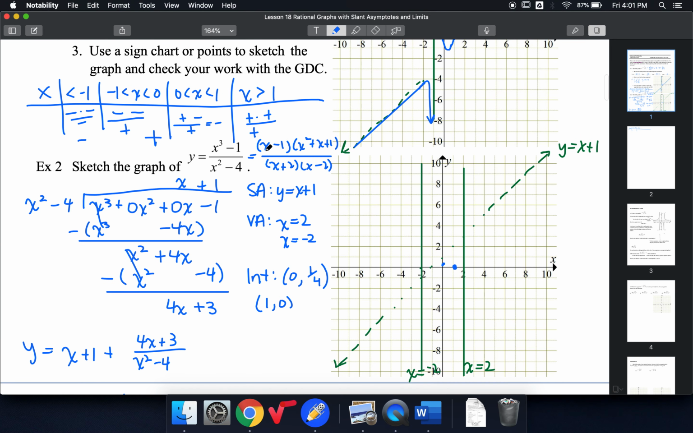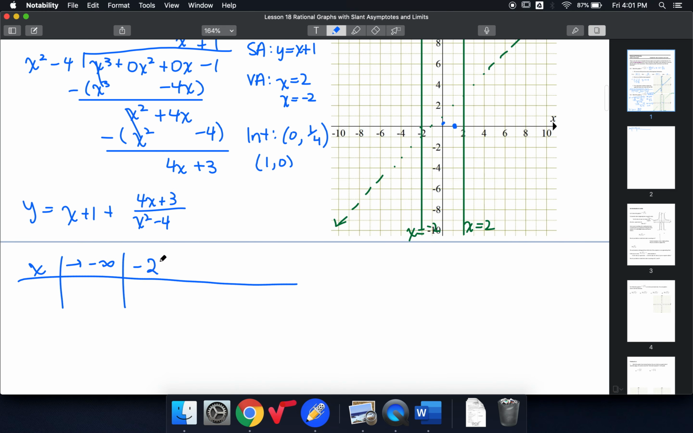Before, I didn't actually specify that in my sign chart. So I'm going to specify it here, and I'm going to say negative 2, and I'm going to put a negative there to show I'm coming from the negative side. I care about values in the middle here. So I care about what's happening close to this side because I want to know, am I negative infinity or positive infinity?